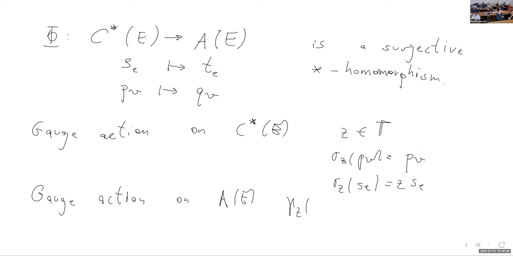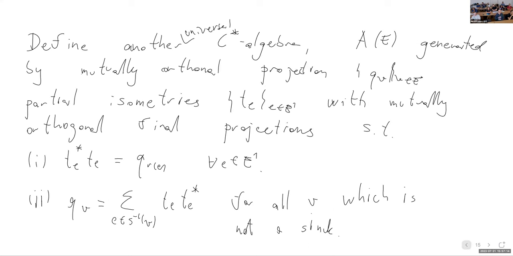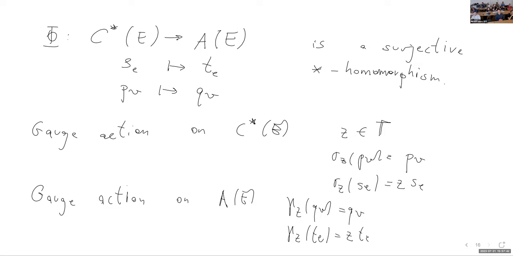Gamma z of the projection is the projection, and of the partial isometry it is z times the partial isometry. Why is it easy to build? Because if you look at the relation and you add an element of the circle here, this is going to be the same thing as T_E star T_E, and the same thing here. So to have the representation that we have for this universal C-star algebra, if you put z in front of T_E and z star in front of the other one, this is going to be the same thing. So that's this map.